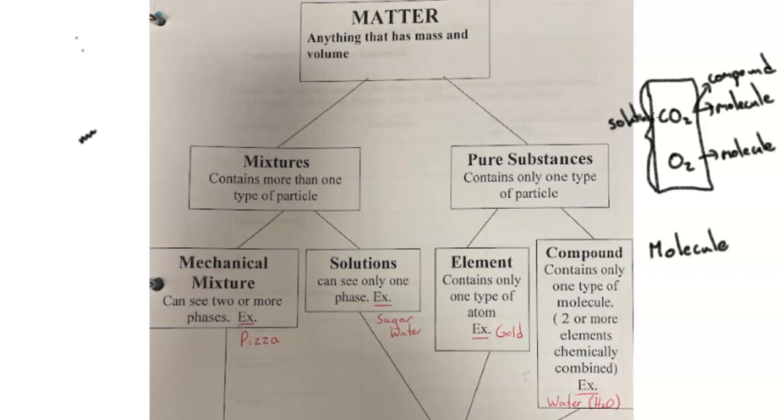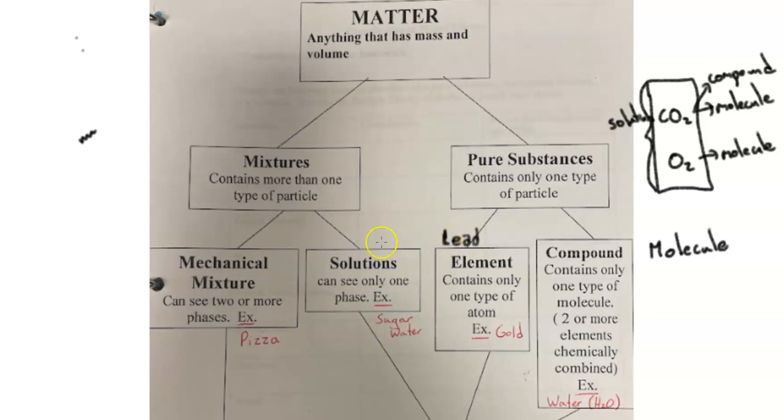Okay, so what we're going to do, I'm going to give you some different examples, and you're going to place the examples in either mechanical mixture, solution, element, or compound. Oh, shucks. Here we go. Let's start with lead. It's like the metal, lead. Okay, good. Element. You'll find that on a periodic table.